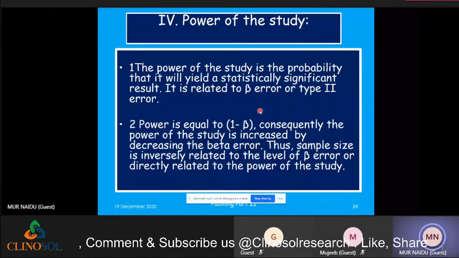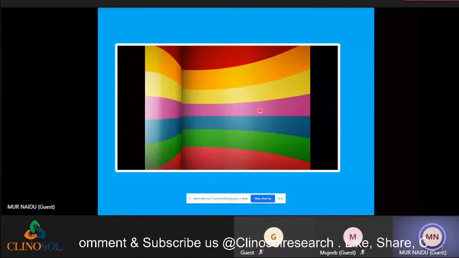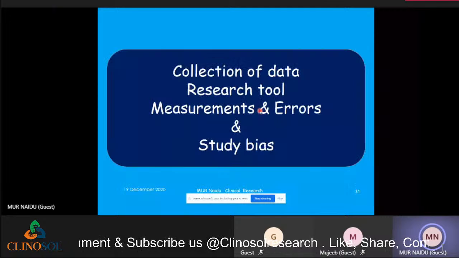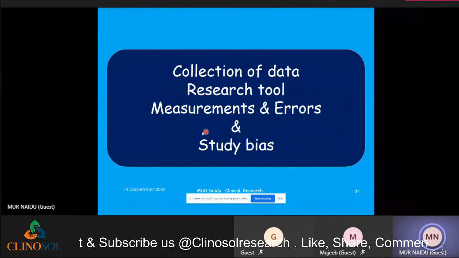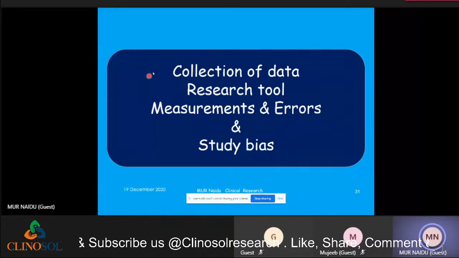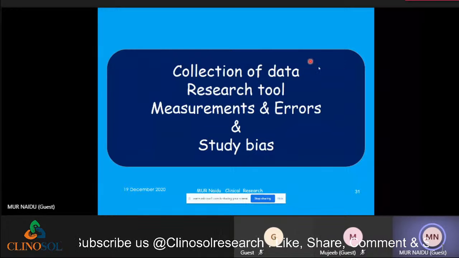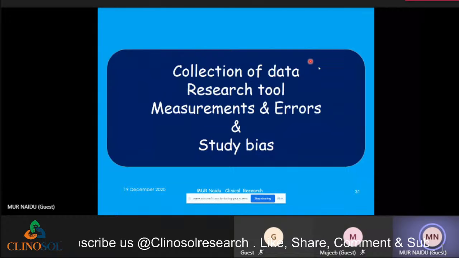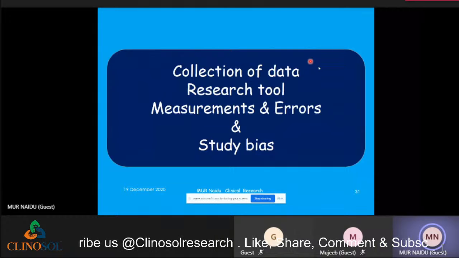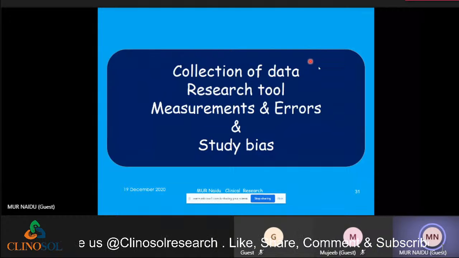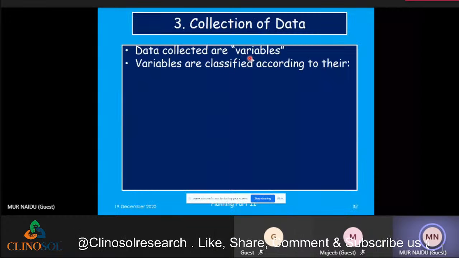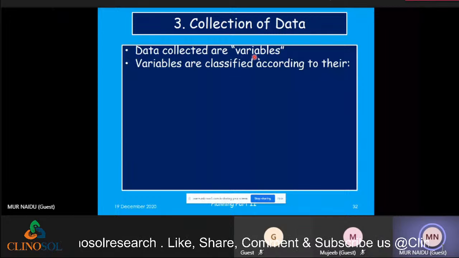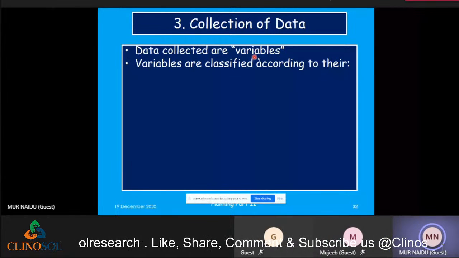Now we'll go to the next topic: the collection of data and the research tool, measurement, error, and bias. This is another very important topic. Now coming to collection of data, how do you do that? The collection of data or variable. Data is nothing but your variable, your cholesterol.